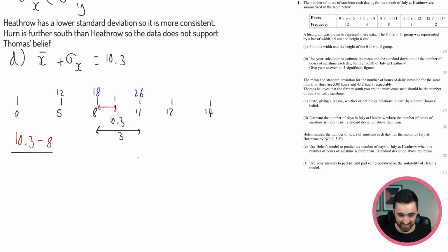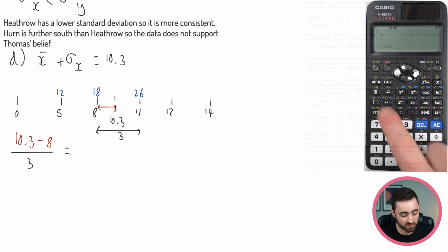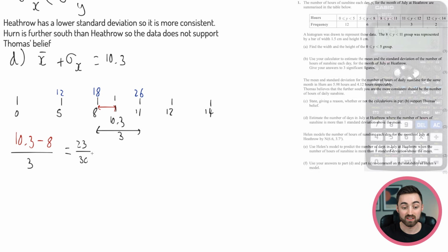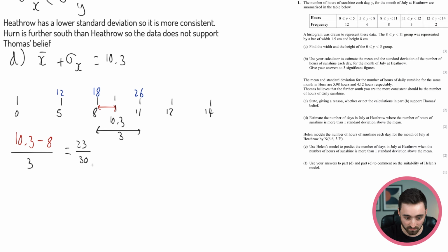So the proportion is going to be the red divided by the black, right? So 3. So let's work that out. If I was to do 10.3 minus 8 all over 3, that's going to get me 23 over 30. So that's the proportion into this class that I am, isn't it?